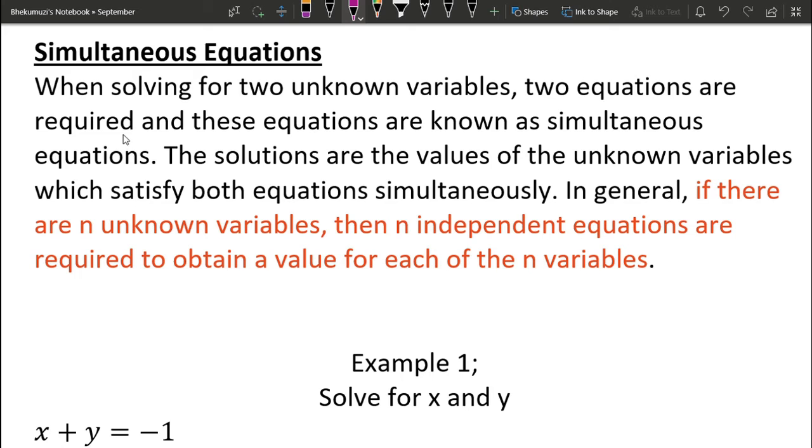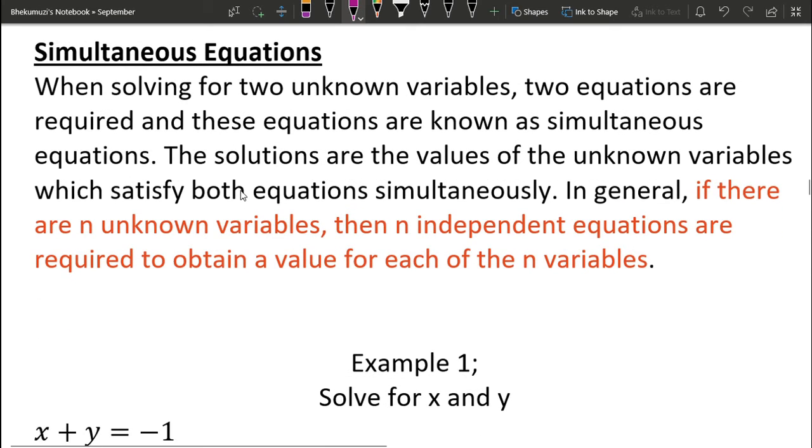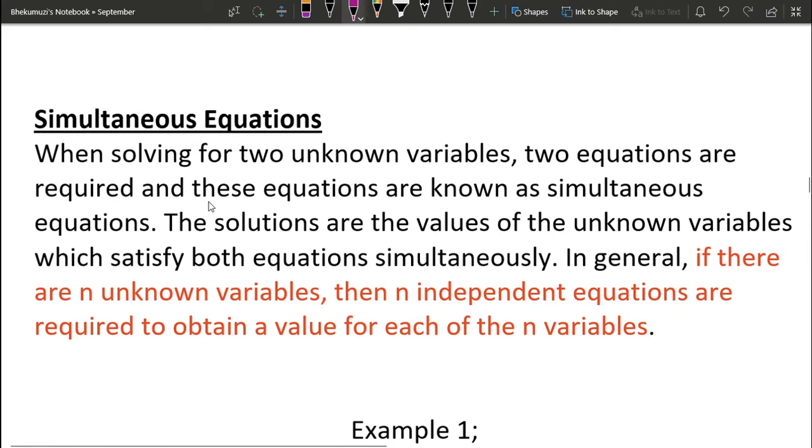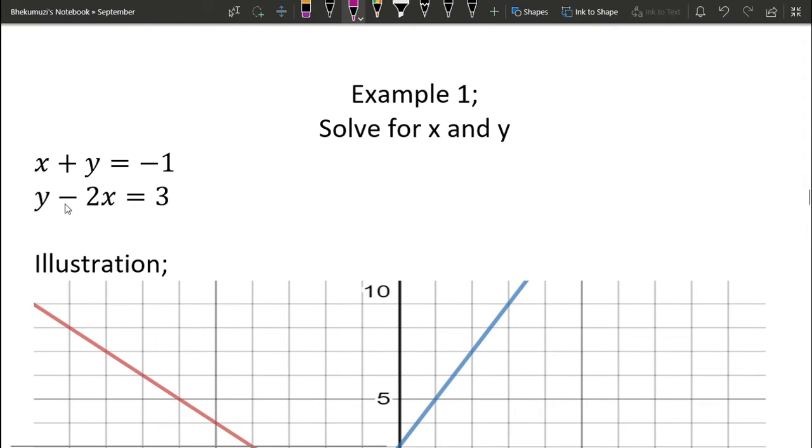Okay, so simultaneous equations. This is quite interesting. When solving for two unknown variables, two equations are required, and these equations are known as simultaneous equations. Basically, in simultaneous equations in general, if there are n unknown variables, then n independent equations are required to obtain a value for each of the n variables. And basically, this is what we have here.